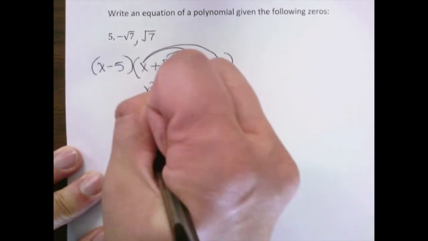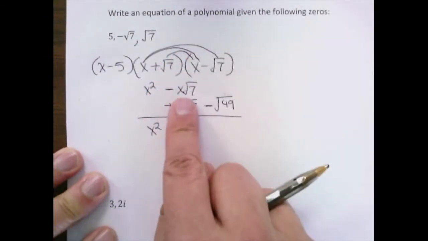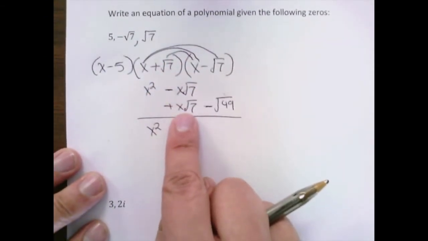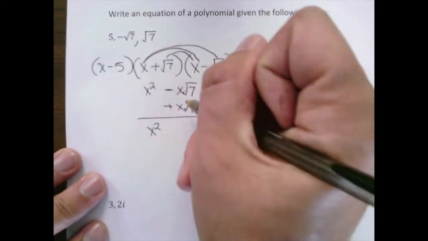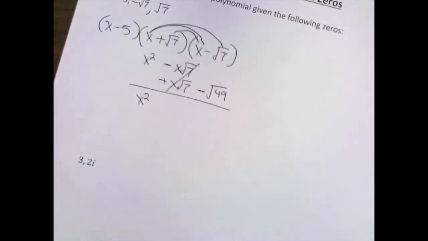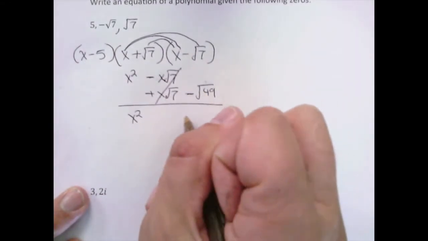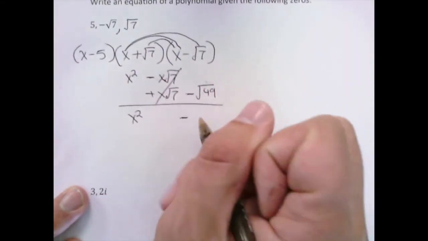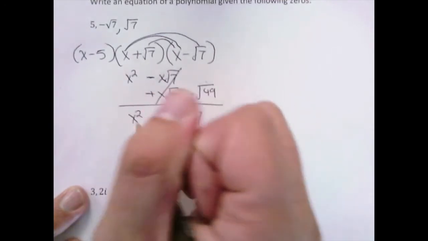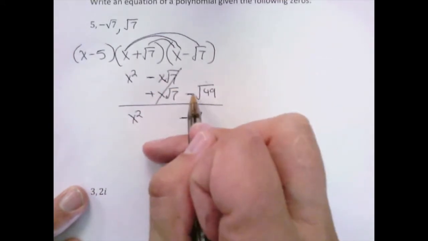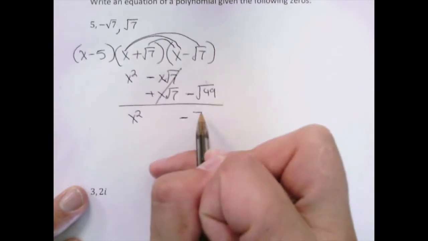Now let's clean this up here. x squared combines with nothing, so it just comes on down. When you have a negative x square root of 7 and a positive x square root of 7, negative and positive of the same version, that's going to eliminate, or as some say, cancel out. Finally, I have a negative square root of 49, so I have that negative and the square root of 49 being 7. So the negative comes down, and the square root of 49 gets you 7.